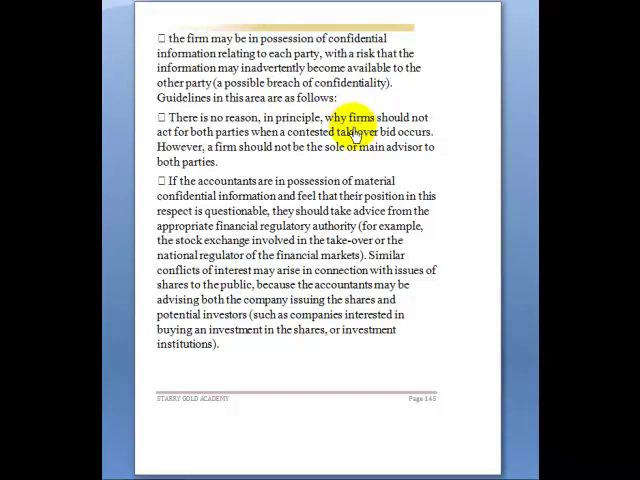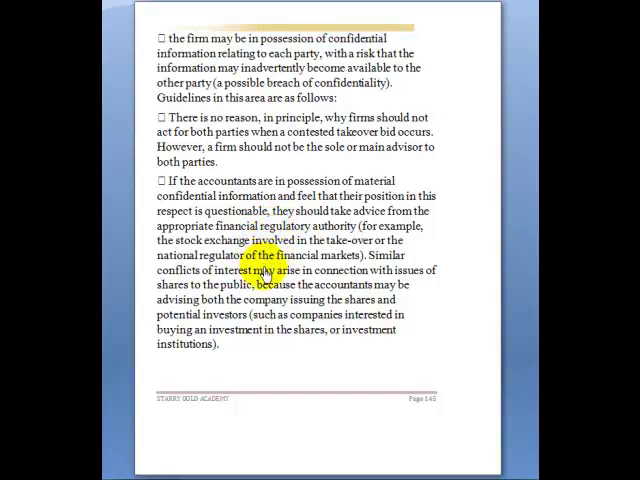Guidelines in this area are as follows. There is no reason in principle why a firm should not act for both parties when a contested takeover bid occurs. However, a firm should not be the sole or main advisor to both parties. If the accountants are in possession of material confidential information and feel that their position in this regard is questionable, they should take advice from the appropriate financial regulatory authority, for example, the stock exchange involved, or the national regulator of the financial market.